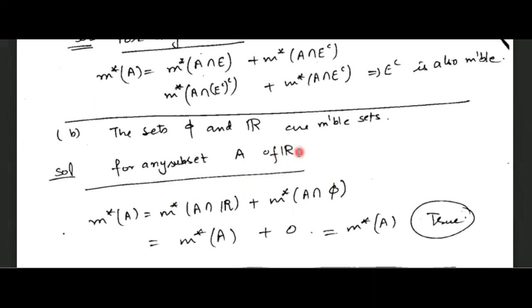If we want to show that R is measurable, we take R over here and R complement, which is phi. Since it is a subset of the phi set, and we know that the outer measure of phi is 0, we get 0 over here, and A intersection R is nothing but A, so this is equal to the outer measure of A, which is equal to the left hand side. So this implies the set R is measurable, and by using the above result, whenever a set is measurable, its complement is also measurable. So if R is measurable, its complement, which is phi, is also measurable.